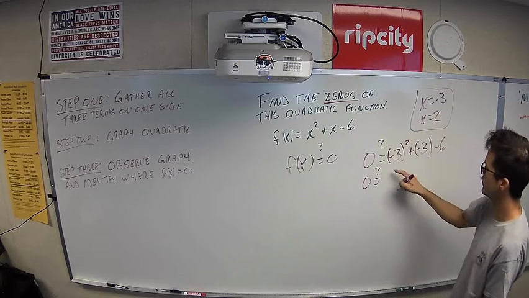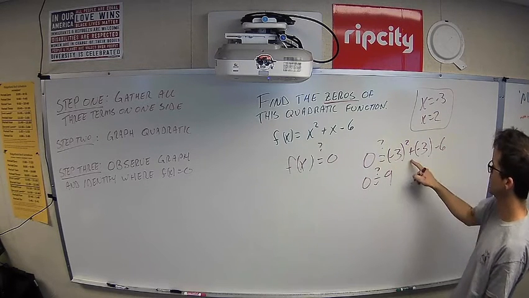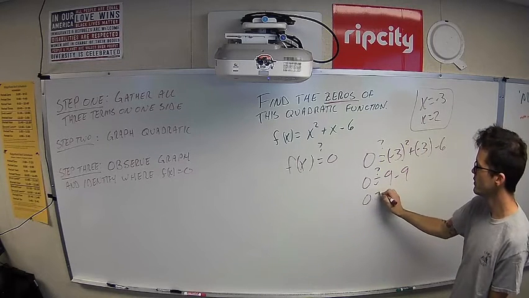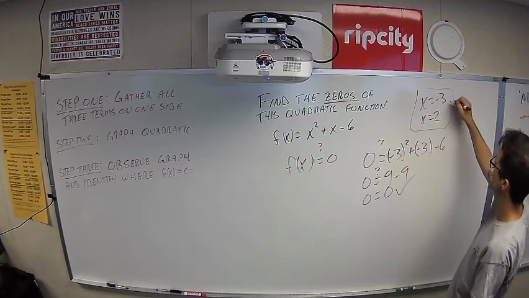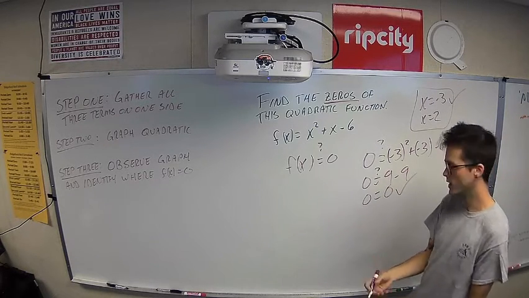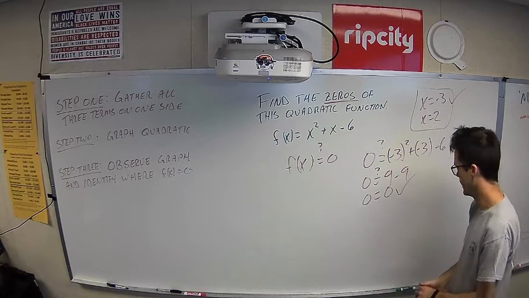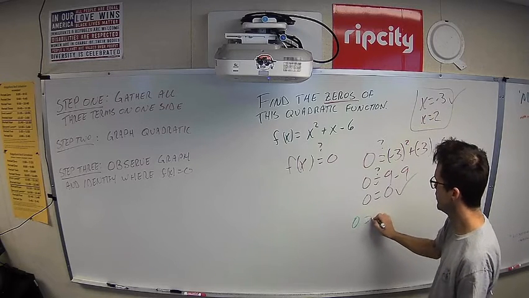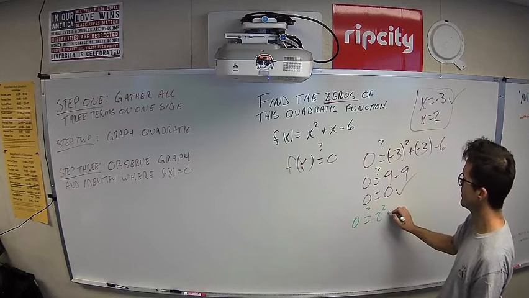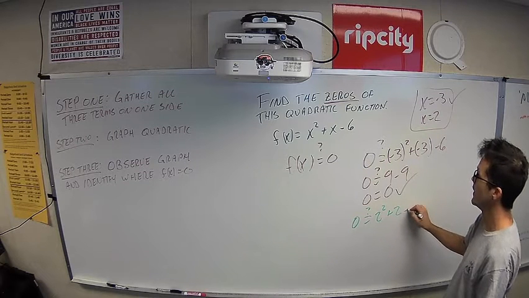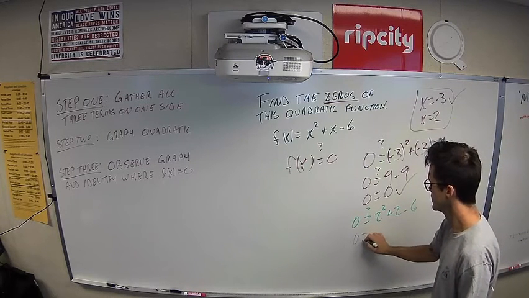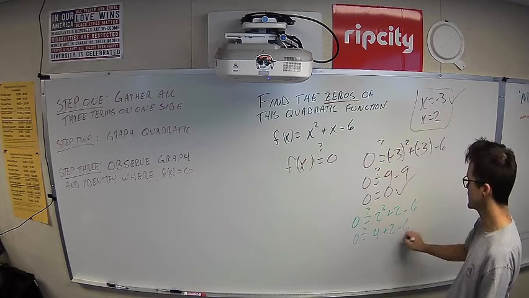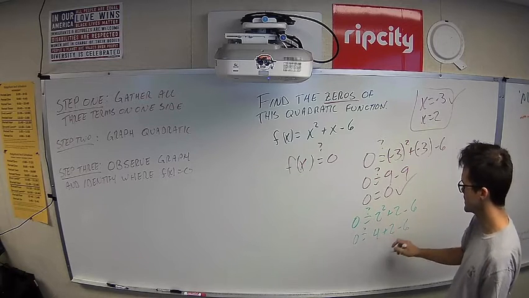Does 0 equal, this looks like 9 to me. Negative 3 minus 6, that looks like 9. So does 0 equal 0 here? Yeah, absolutely it does. So x does indeed equal negative 3. Let's check the second one out. I'll change colors here. We're going to type in 2 here. So does 0 equal 2 squared plus 2 minus 6? 0 equals, 2 squared is 4 plus 2 minus 6. 4 plus 2 is indeed 6. 6 minus 6 is 0.